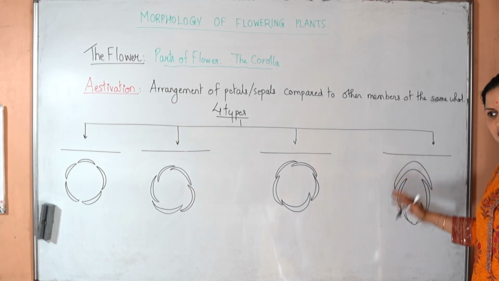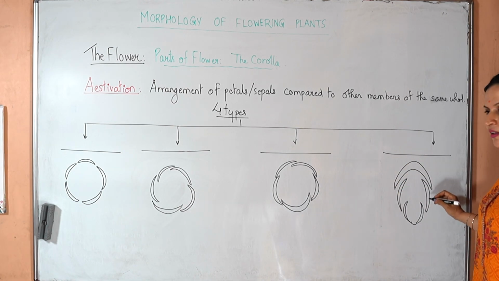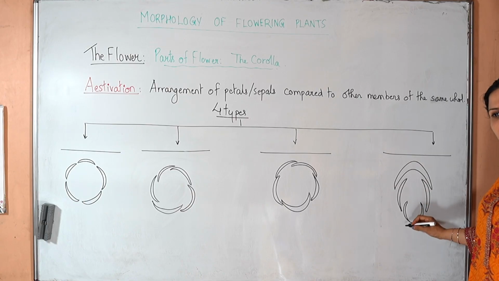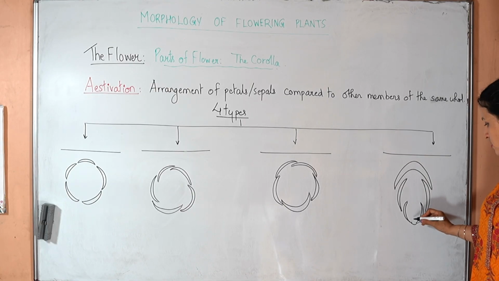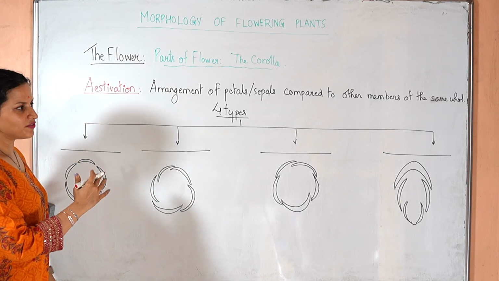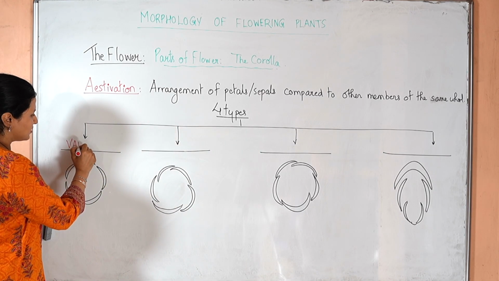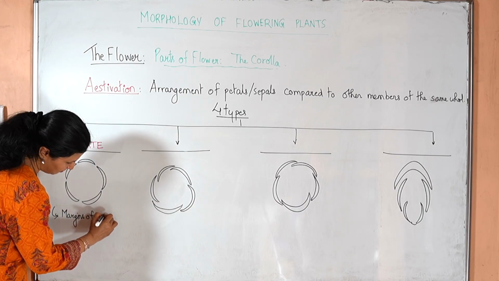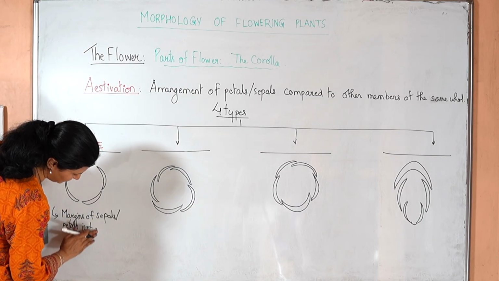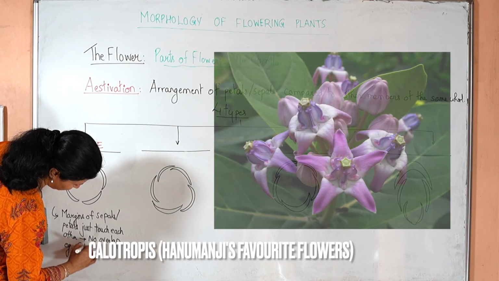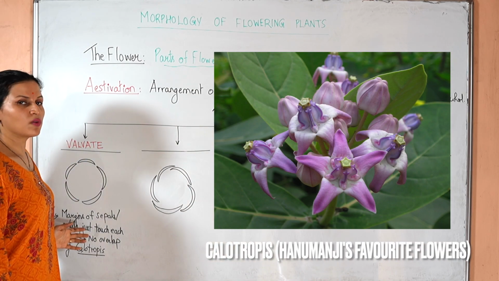In this 4th case, this is a special type in which there is a big petal which overlaps 2 smaller petals, and these smaller petals are then overlapping still smaller petals which are fused together. These are 4 different types of aestivations. The first one is called a valvate aestivation. Margins of sepals or petals just touch each other, no overlap. Example given, calotropis. But you will find so many flowers with valvate aestivation.